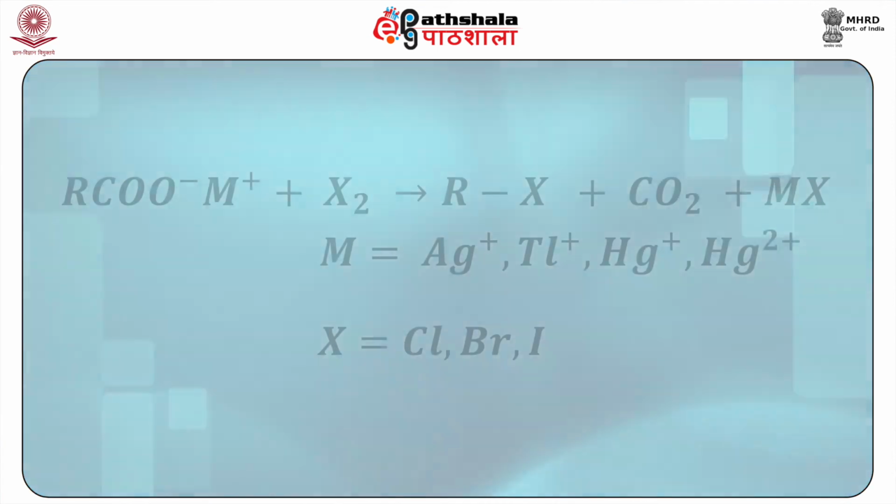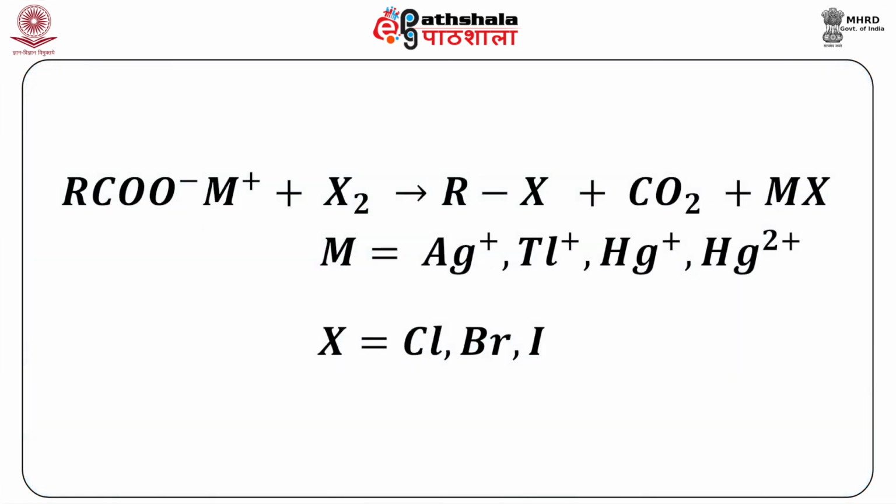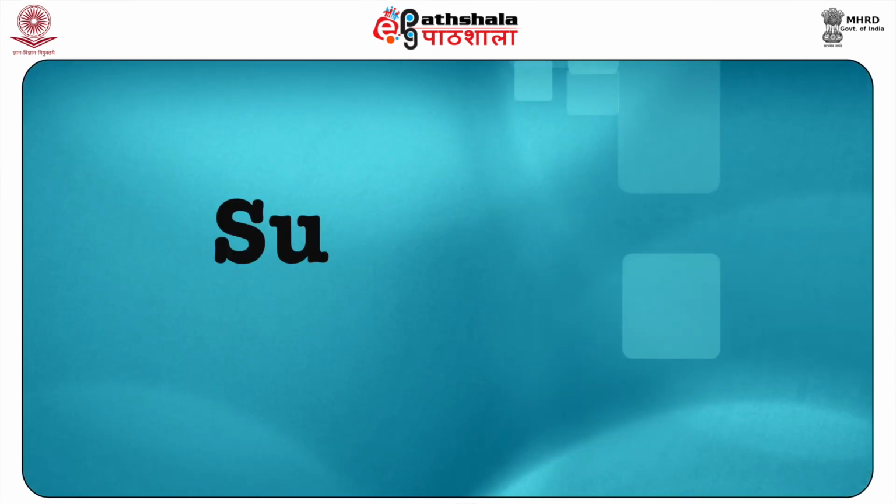Alternately, a mixture of carboxylic acid, mercuric oxide and bromine also works well, as shown here. The metal carboxylate in the presence of halogen is going to form RX, CO2 and a metal halide. To summarize, radicals normally react in 4 ways. These processes lead to a stable end product.